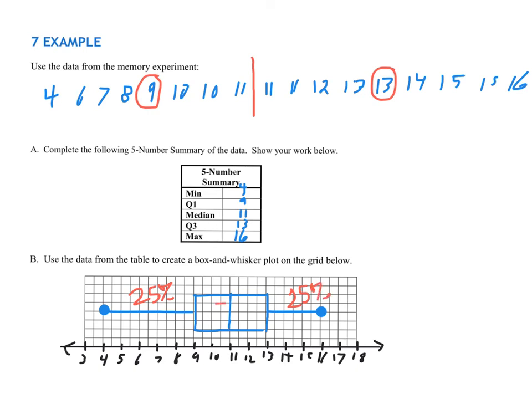See where you fall if you do the experiment. If you're right there in the middle with those students in the box, or if you fall in one of those whiskers.